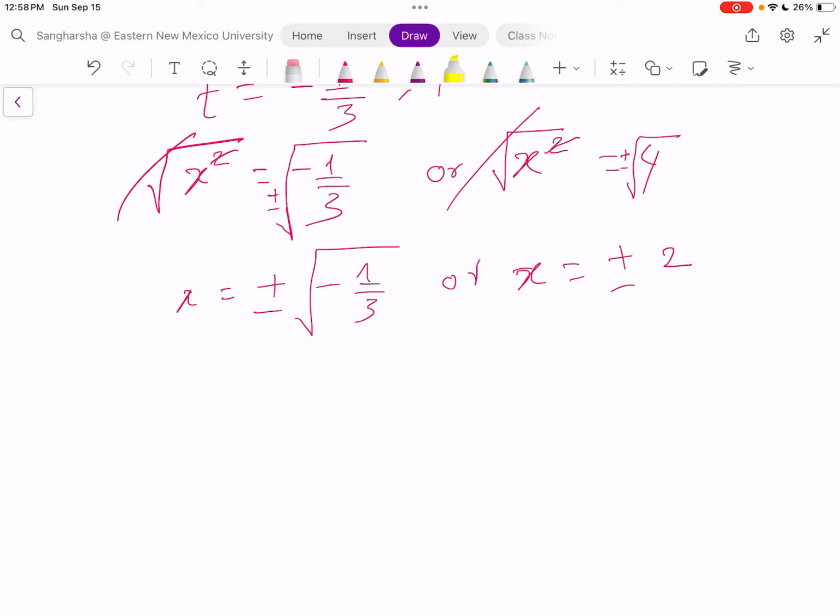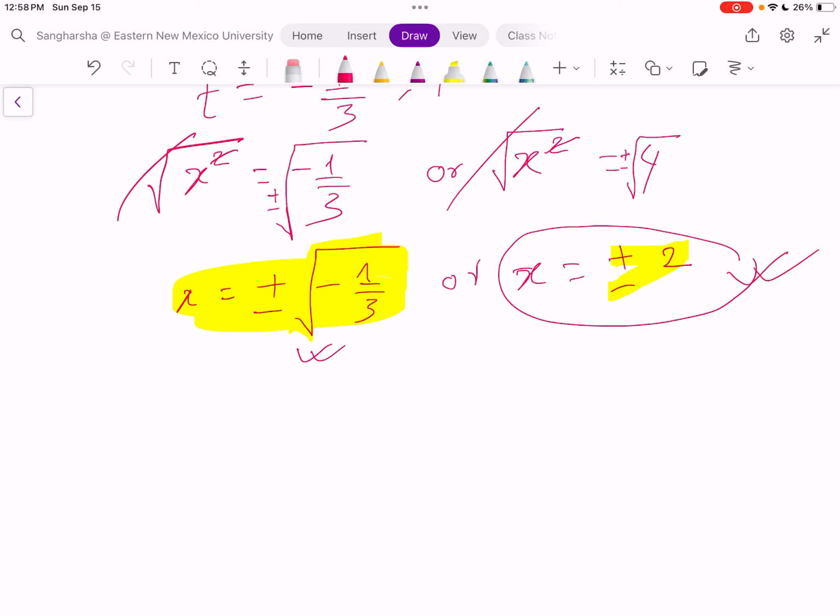Now here we have a negative under the radical sign, so this is a complex number, a complex solution for this equation, but we are asked to find the real solutions. But positive 2 and negative 2 are real numbers, so positive 2 and negative 2 are the real solutions for this polynomial equation. And the first part is a complex solution. You are not required to give complex solutions, as you are asked to find only the real solutions. So this is our final answer. So this is for 44.